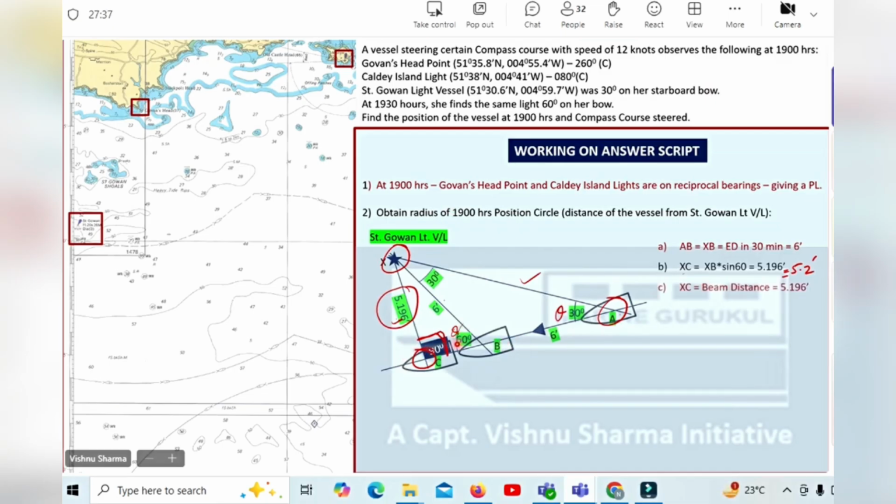XC is the beam distance, 5.196. Now, XA will be equal to beam distance upon sine 30, because sine 30 will be equal to beam distance upon XA, and you get this distance X to A as 10.4 miles. Yes or no? Please let me know.